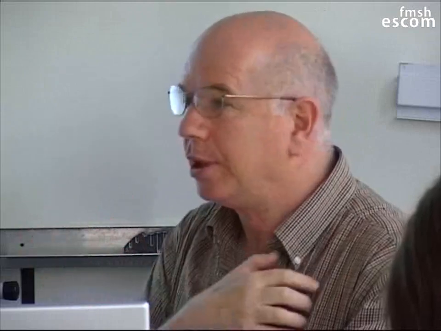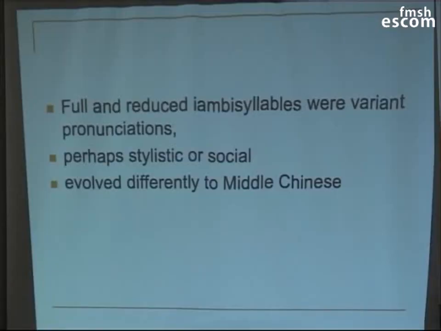As I just said, the reduced kind formed a cluster. The cluster simplified in different ways. In the case of Middle Chinese, the first, the pre-syllabic consonant, dropped out. But in other cases, it's more complex. A cluster is formed, and the cluster is simplified in other ways. While in the full iambosyllabic type, the pre-syllable was simply lost. It just fell.